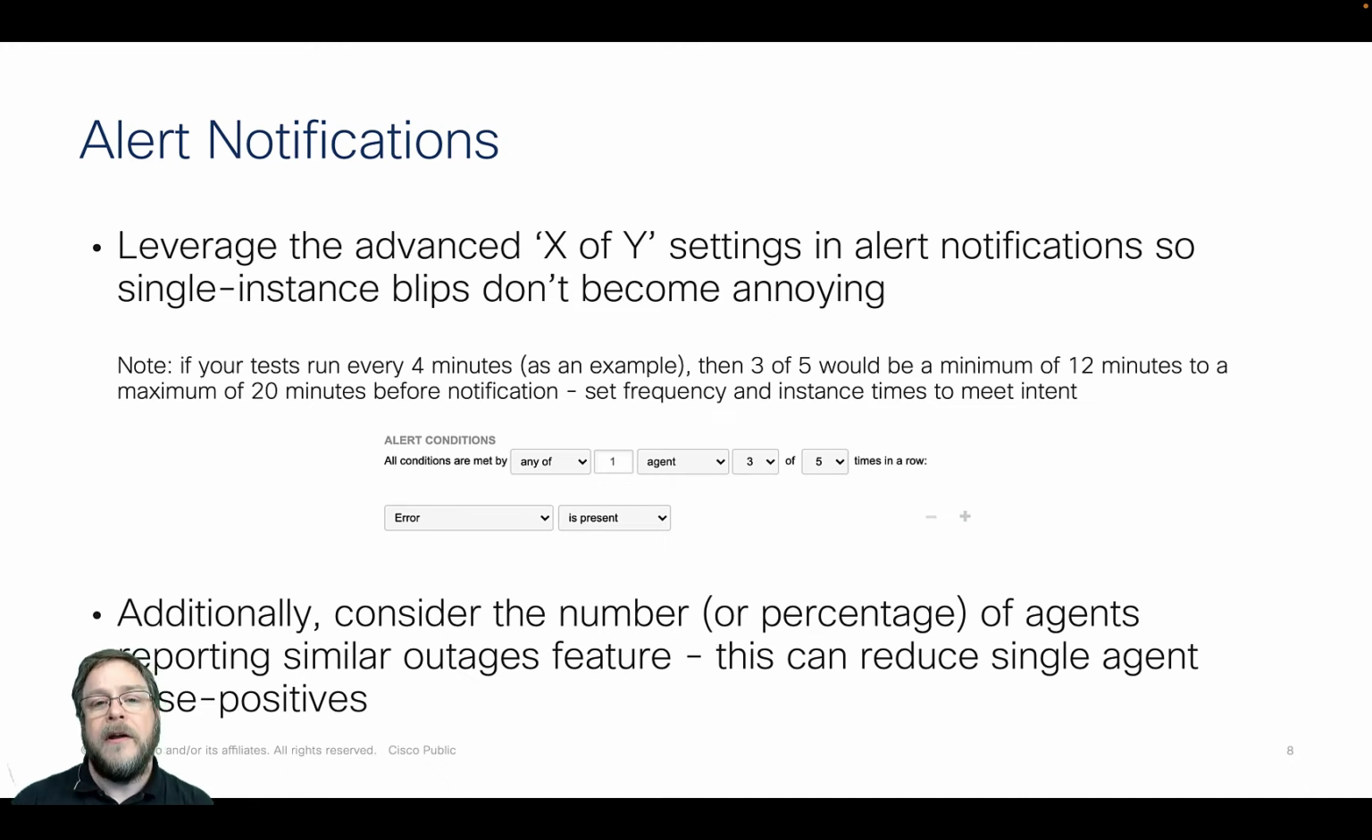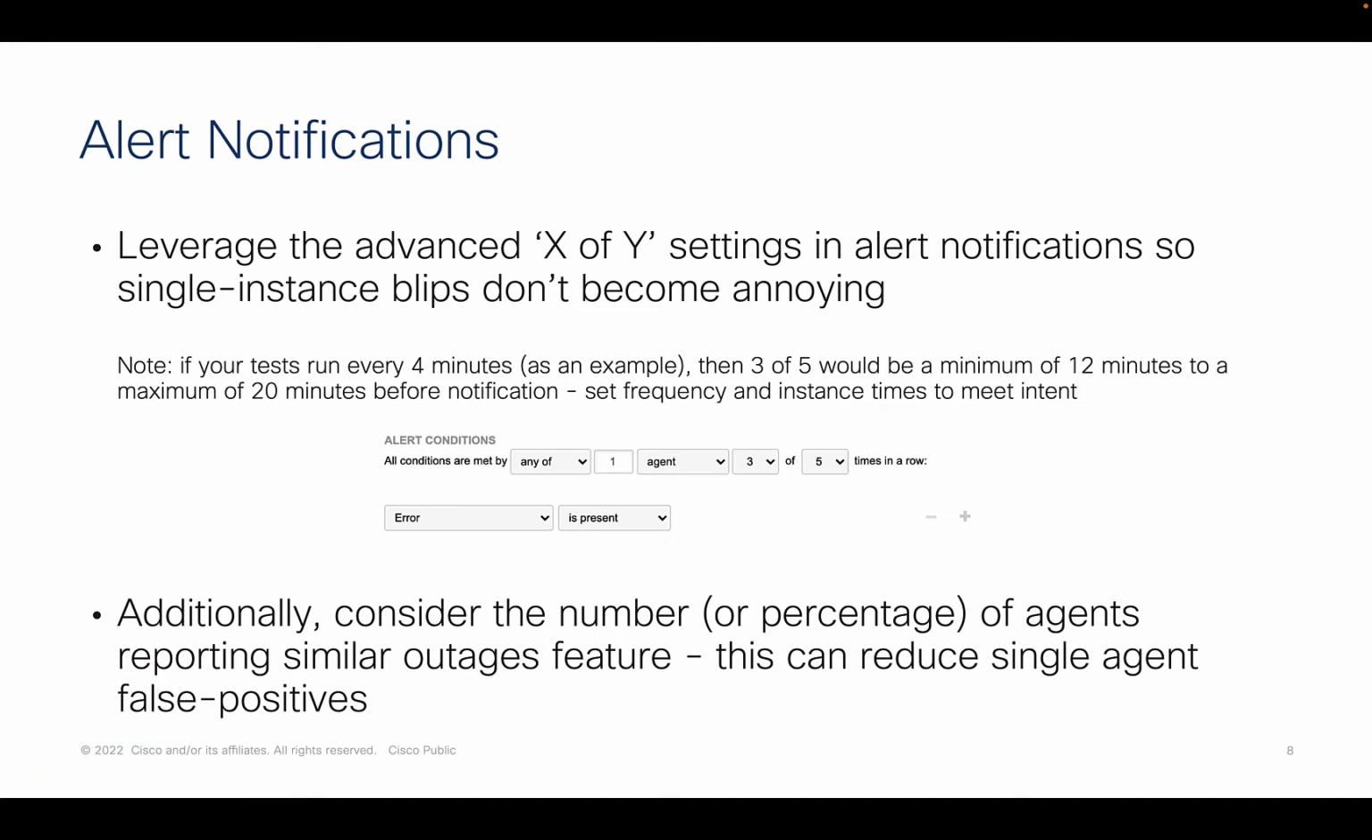And if you think about a test that you run every 4 minutes, then if you were to do a 3 of 5 type measurement, then the minimum would be 12 minutes to a maximum of 20 minutes before notification. So go ahead and set your frequency to meet whatever intent you have.